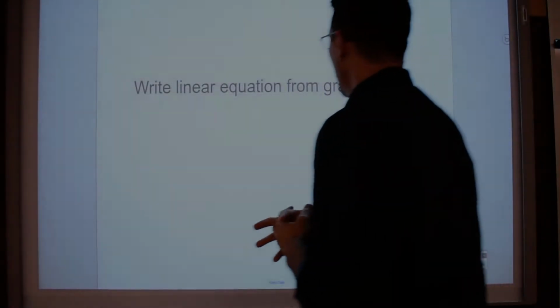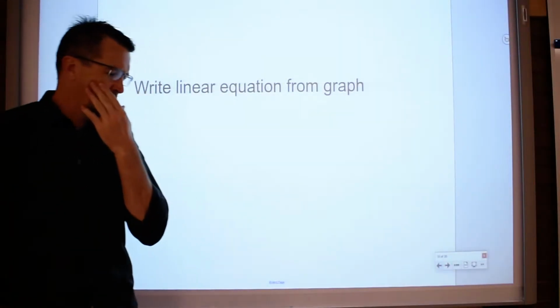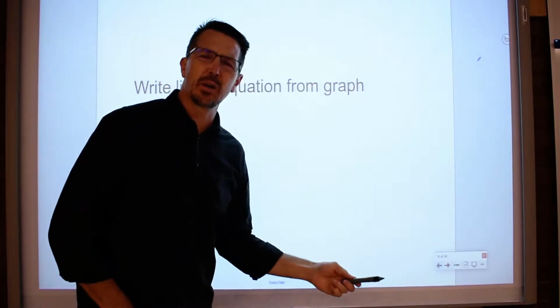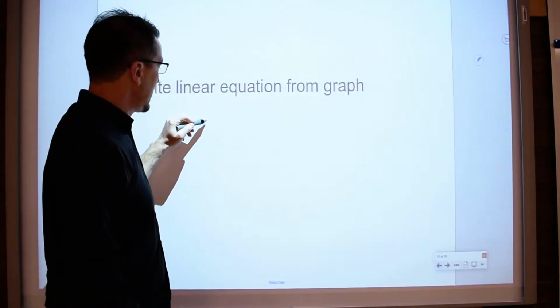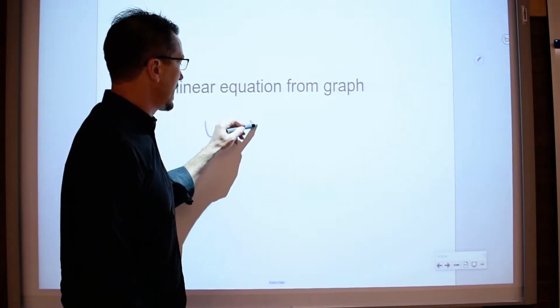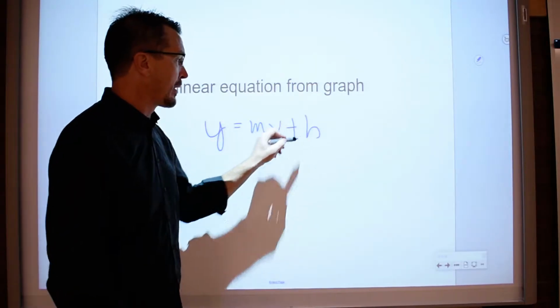Okay, write linear equations from graphs. So you're saying, wait a second, we've already done this. This feels like a repeat. You're right. We have taken y equals mx plus b, which is called slope-intercept form.